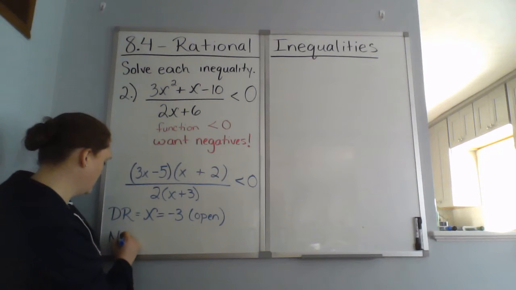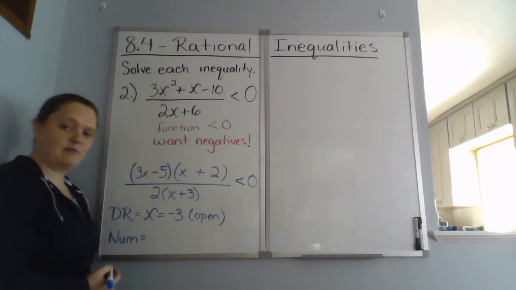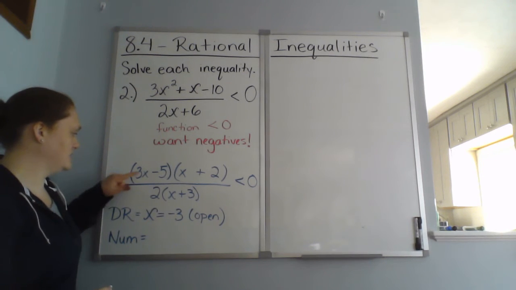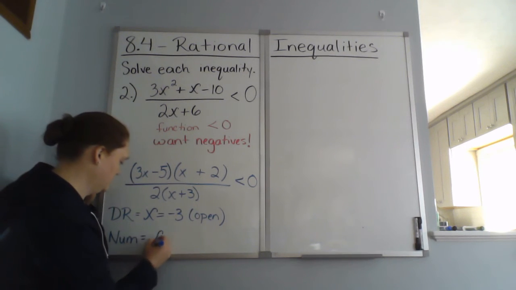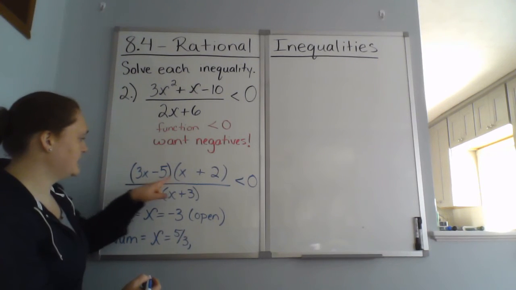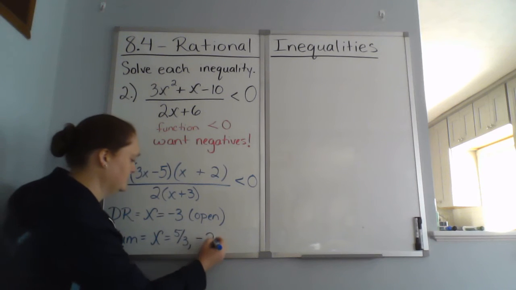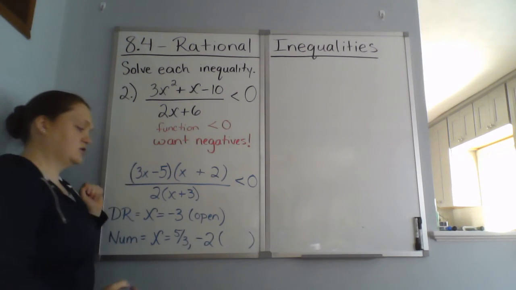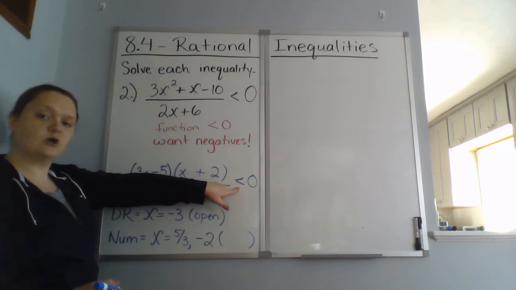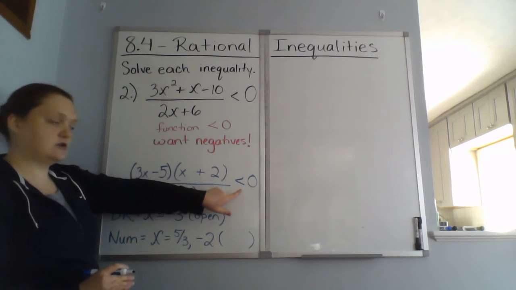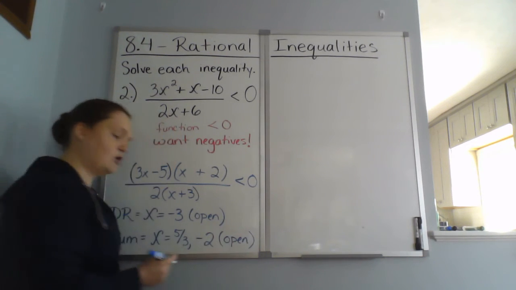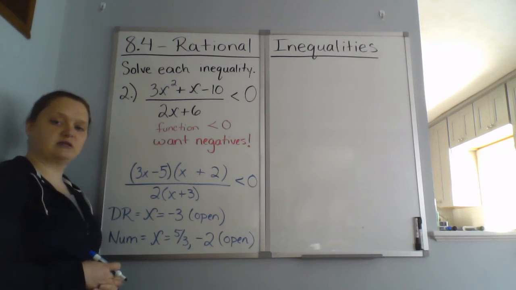And then if we take a look at the numerator, sorry if I'm in the way here. If we want to look at the numerator equal to 0, we're going to get x equals 5/3. And we're also going to get negative 2. Now, will those be open circles or closed circles? That's based on the symbol itself. If there's no equal to, it's open circles. If there is an equal to, it's closed. So no equal to means open. So the good news is everything's open here, so it's all open circles and all parentheses, okay?